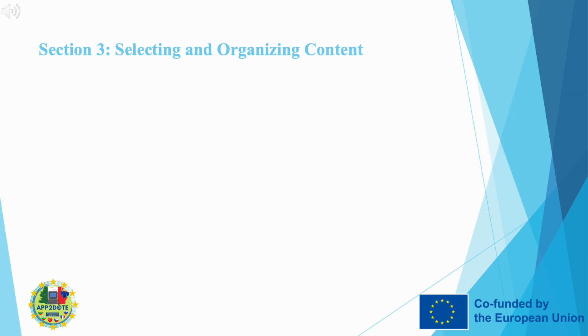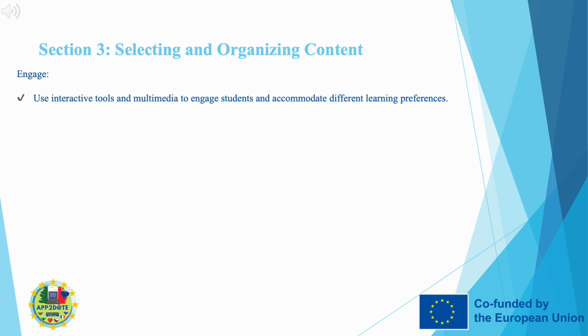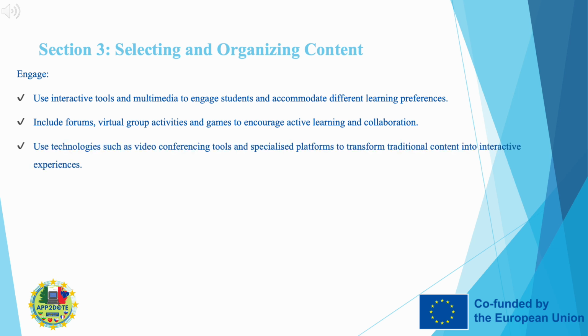Section 3. Selecting and organizing content. Engage. Use interactive tools and multimedia to engage students and accommodate different learning preferences. Include forums, virtual group activities, and games to encourage active learning and collaboration. Use technologies such as video conferencing tools and specialized platforms to transform traditional content into interactive experiences.